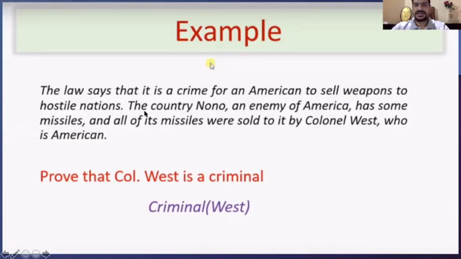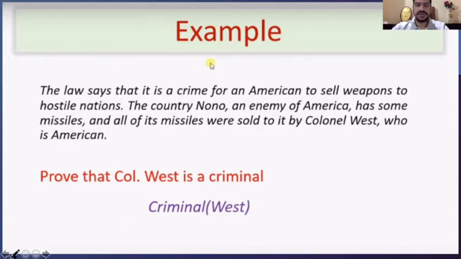The second sentence says that the country Nono, an enemy of America, has some missiles. So there is a country called Nono, which is an enemy of America and has some missiles. And all of its missiles were sold to it by Colonel West. So there is a person called Colonel West who sold all the missiles to the nation called Nono, and this Nono is the enemy of America. And this Colonel West is also American. So what we have to prove? We have to prove that this Colonel West is a criminal.